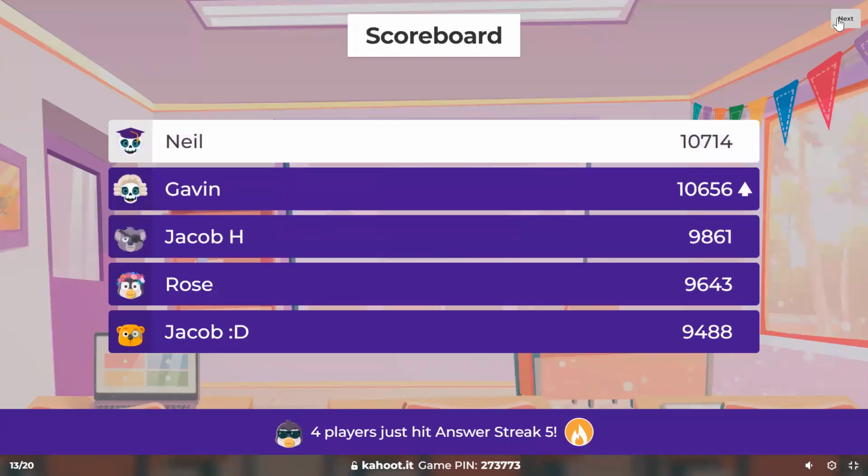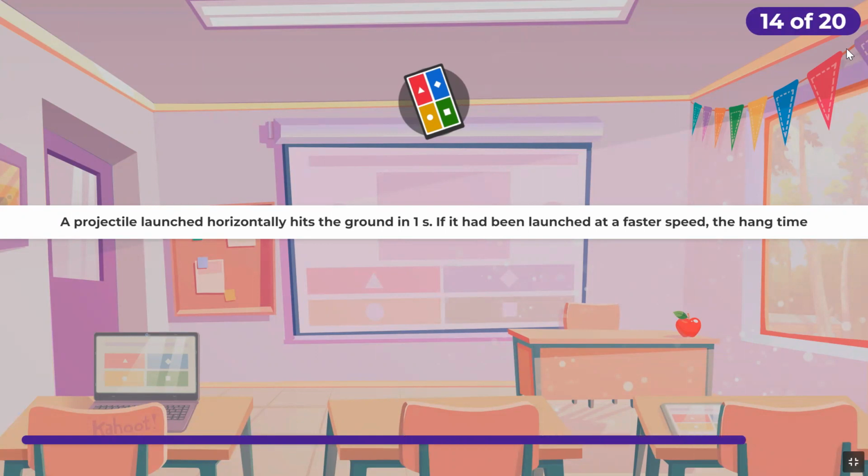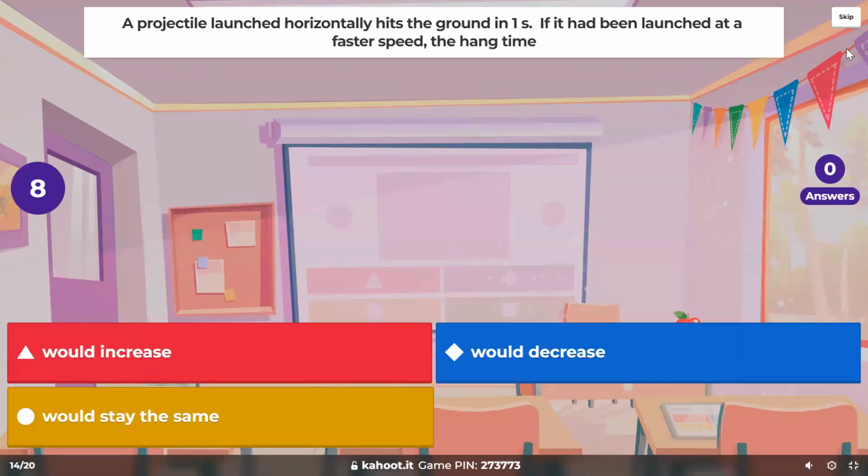Oh, yeah. All right. A projectile launched horizontally hits the ground in 1 second. If it had been launched at a faster speed, the hang time would be what? So you're launching it horizontally. What if you launched it faster?